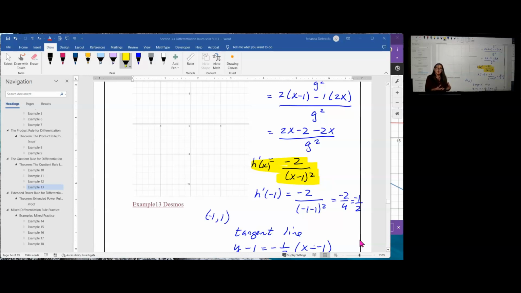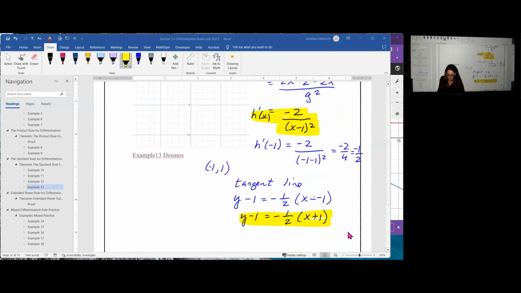I need to evaluate this at the ordered pair -1, 1. That means the x value is -1, so I substitute that into my derivative function to come up with the slope at that point of -1/2. Then I'm able to write the equation of the tangent line using that slope of -1/2 and the ordered pair -1, 1. The double negative gives me an x plus 1 in parentheses.